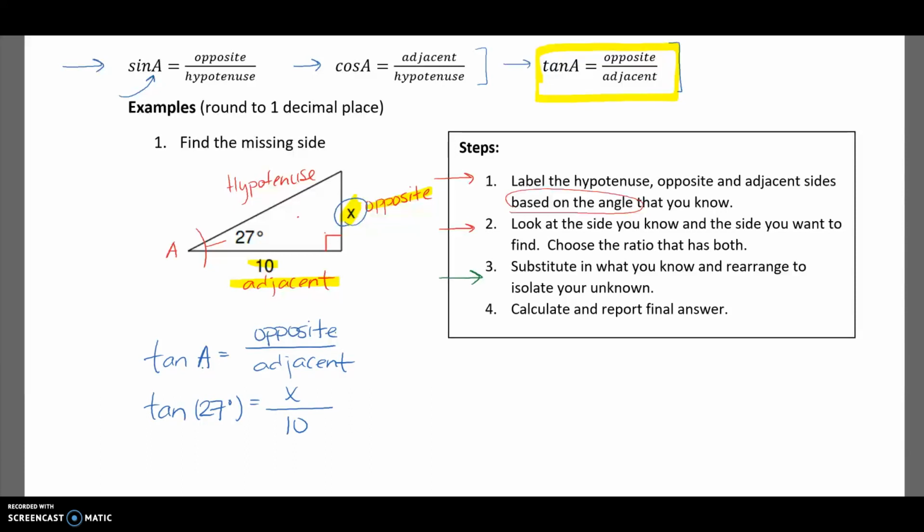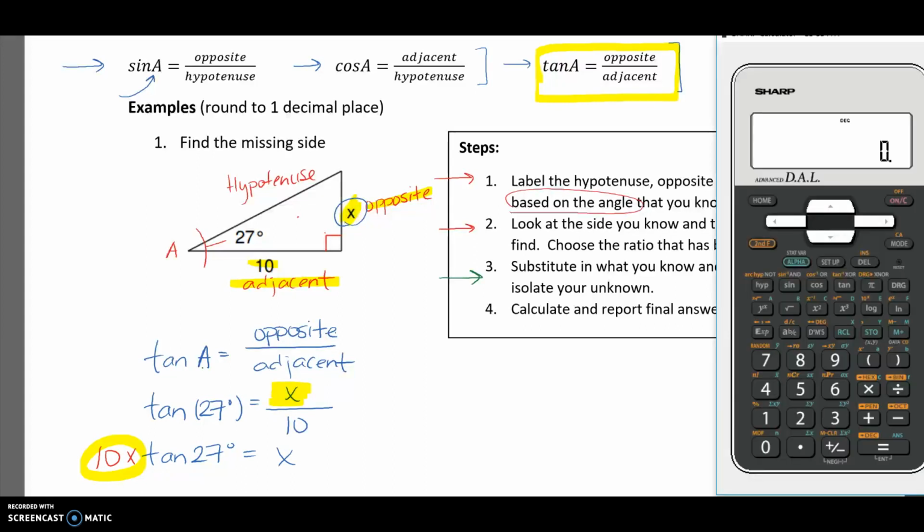Finally, I need to do some algebra to rearrange this and isolate my unknown x, and then I can punch this into my calculator. To get x by itself, right now it's being divided by 10, so on the other side of the equation, I do the opposite operation. It becomes 10 multiplied by the tangent of 27 degrees. Tan of 27 degrees is something we can punch into our calculator. It will give us a number, and we can multiply that by 10. Quite often you'll see that we write the number we're multiplying by first, and that's often how you'll need to punch this into your calculator. Once we do this, we'll find out the value for our unknown side.